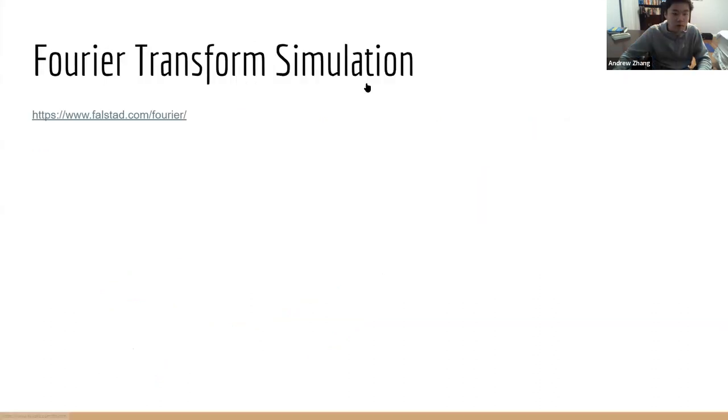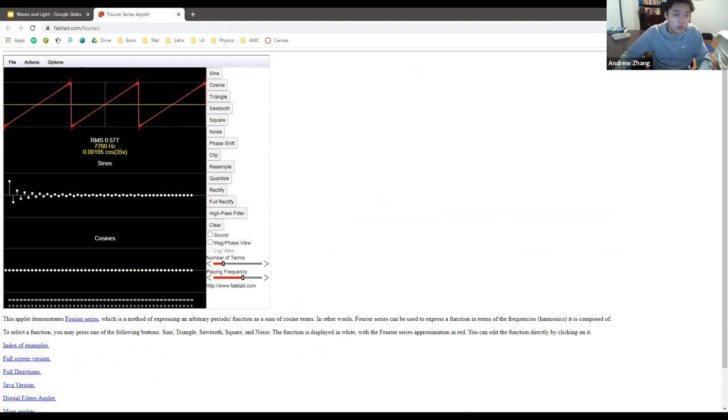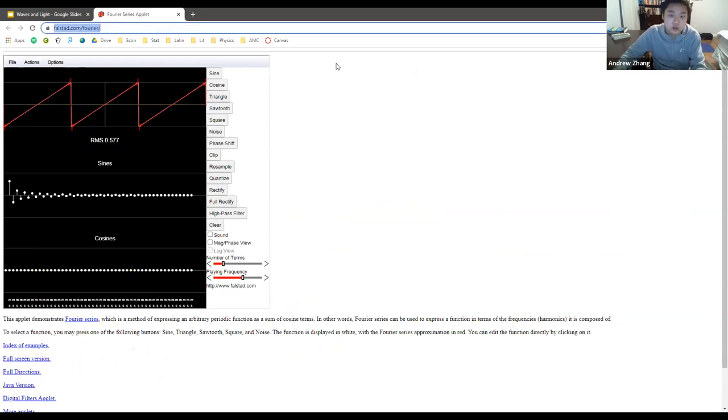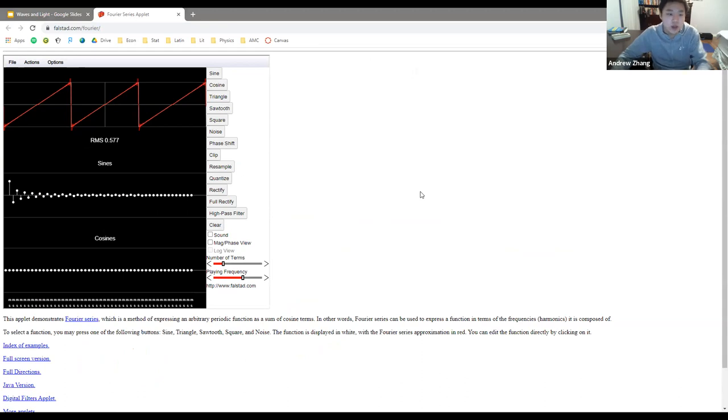So this is a Fourier transform simulation. I'll just paste this in chat. And everyone can go to this, and you can see the way that different shapes can appear.